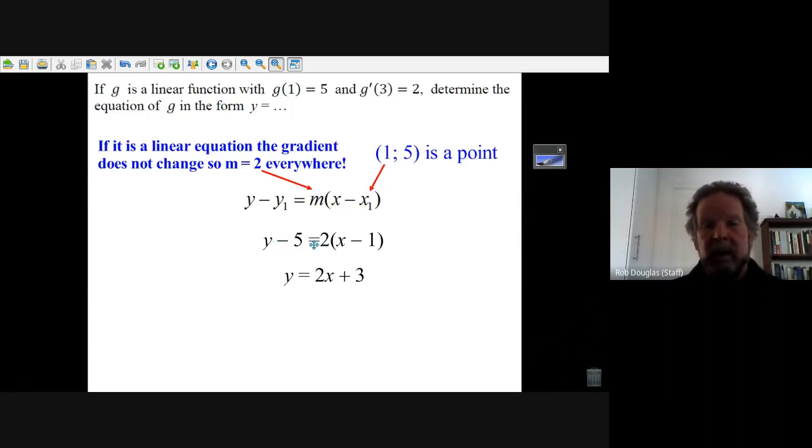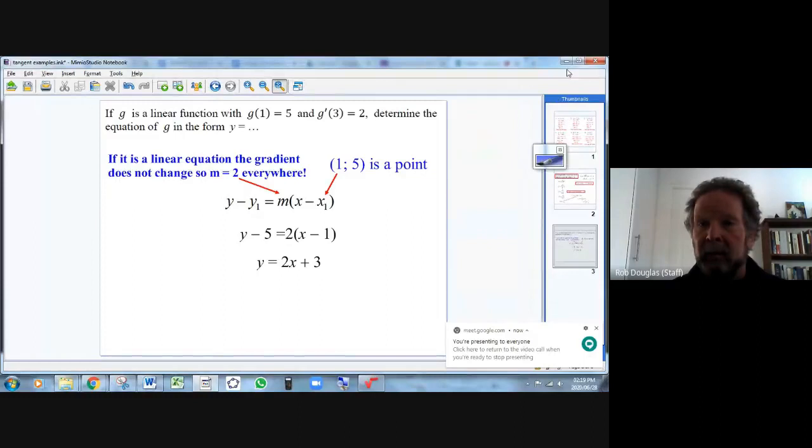And we just clean it up a little bit. 2 times x is 2x. 2 times minus 2 is minus 2. We add 5, we get plus 3. There's the equation of g in the form y equals 2x plus 3. And that's just about it.